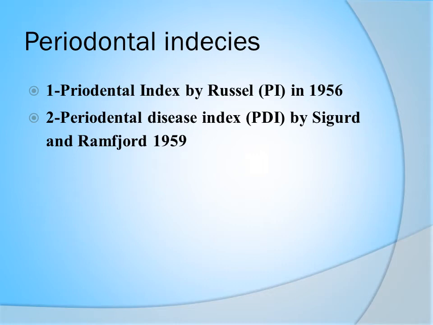Now we will talk about periodontal indices. Periodontal indices have two kinds. The first one is the Periodontal Index by Russell, invented in 1956. The second one is the Periodontal Disease Index, PDI, invented by Ramfjord in 1959. Both of them are explained in the lecture, but we will focus on the second one, which is the most important one. For its importance, it's called the Ramfjord Periodontal Disease Index.